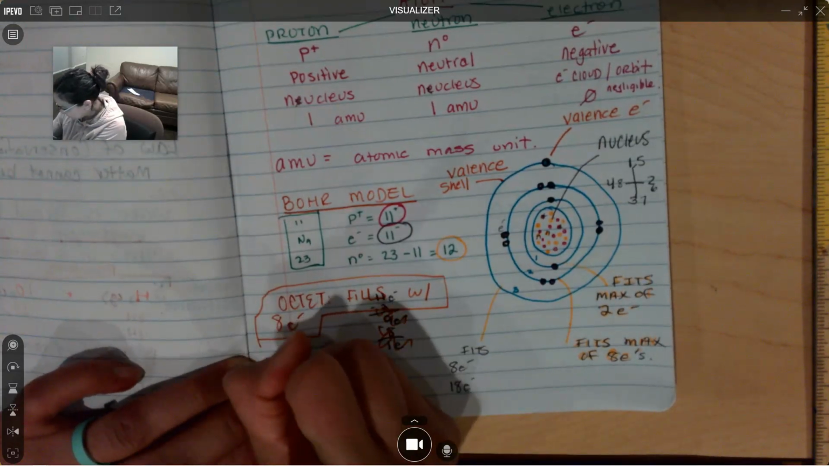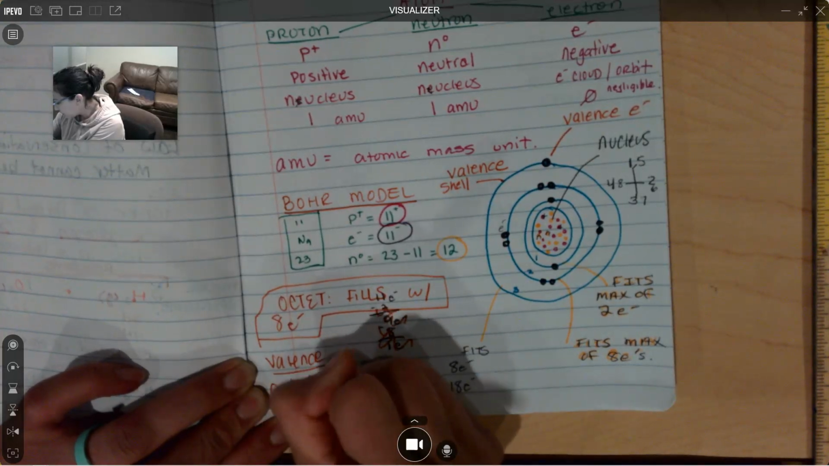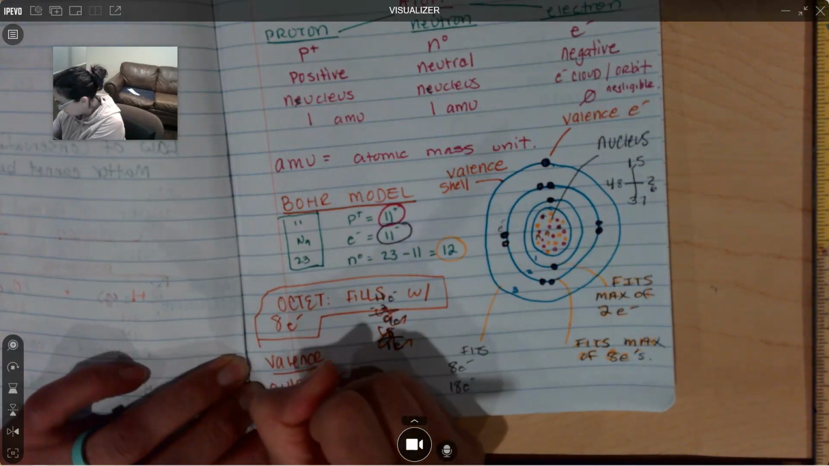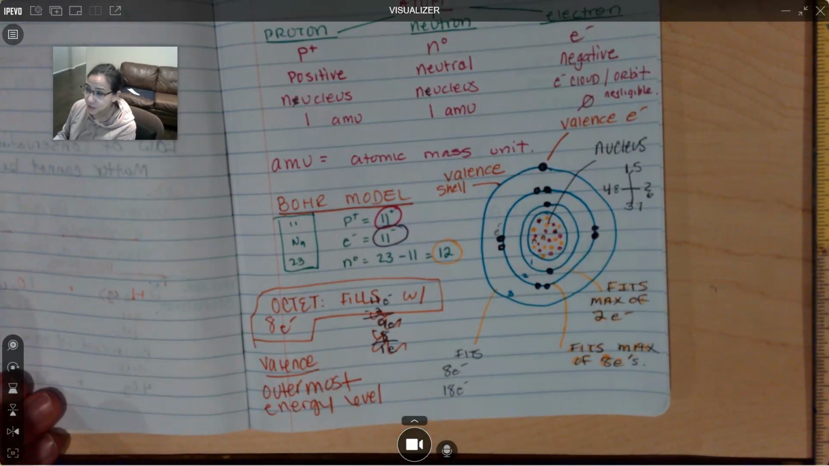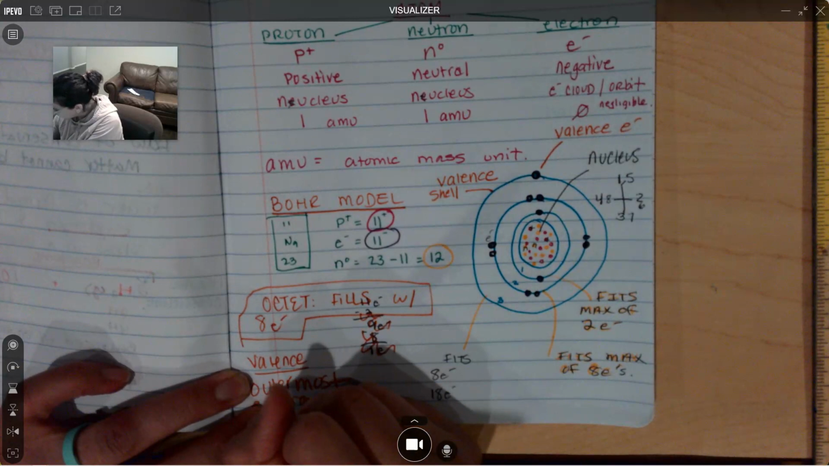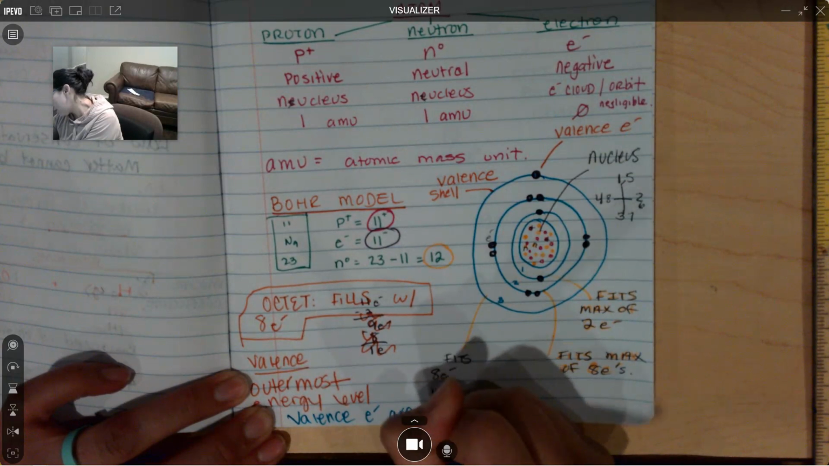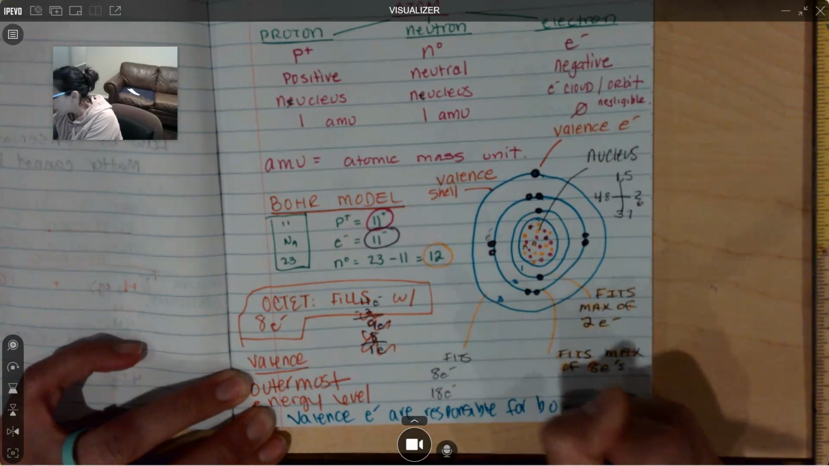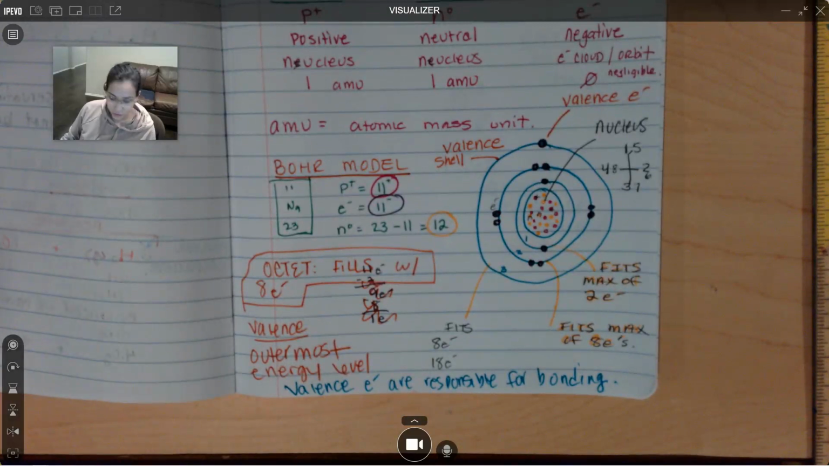Valence means outermost energy level. And the valence electrons are the ones responsible for bonding. So, okay, valence electrons are the ones responsible for bonding.